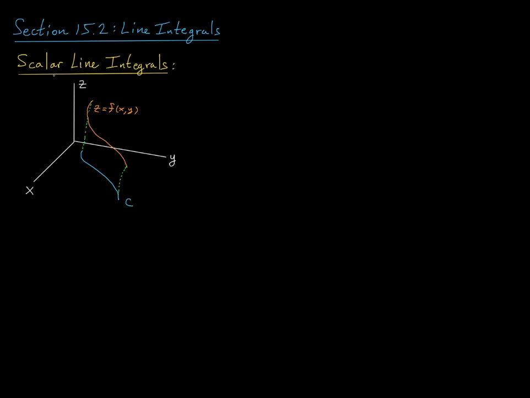To motivate the idea for this type of integral, let's consider a fence in this shape here, where the top is given by this orange curve and the bottom is given by this blue curve. I'll denote this base curve in the xy plane as C. The top curve I'll write as z equals f of x, y, which we usually think of as defining a surface.